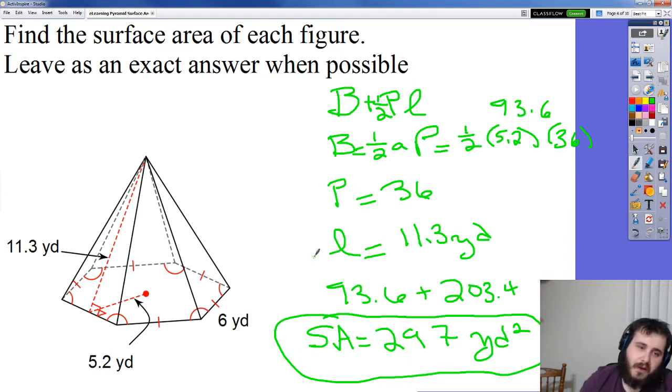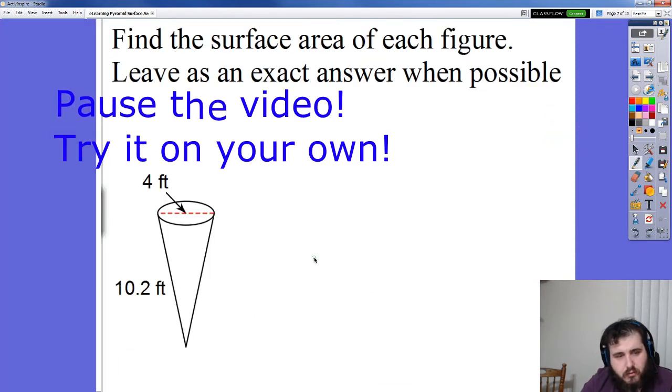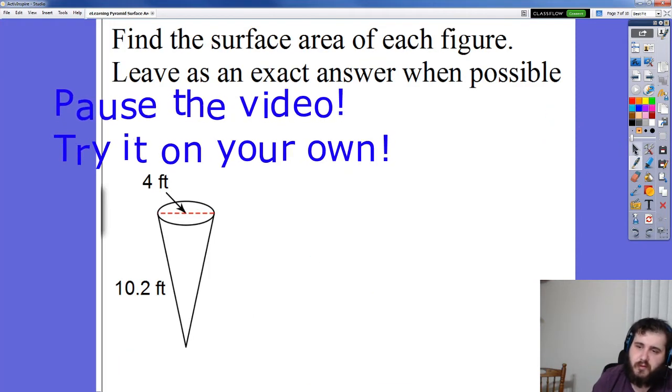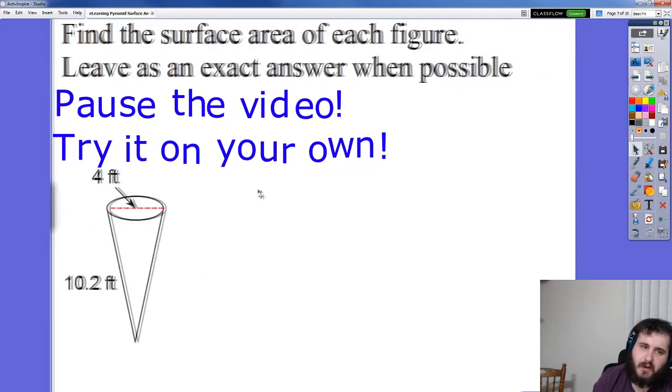So once again, everything else from here is the same. It's just a matter of making sure that you know how to find the area of the base, the perimeter of the base, and the slant height. So let's see if you can find the area of the base, the perimeter of the base, and the slant height.